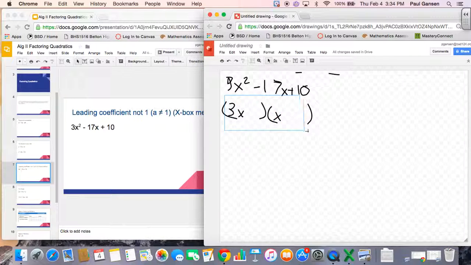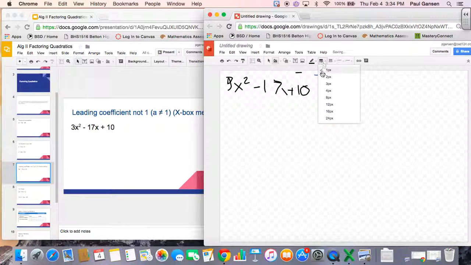So let me show you this new method that I just learned that is really nice for doing this type of stuff. Okay, so this is called the X-box method. Start by making an x, and right now I'm just going to give you the general form of this. Typically these quadratics are in this form: y equals ax squared plus bx plus c. This is the form that they're in.